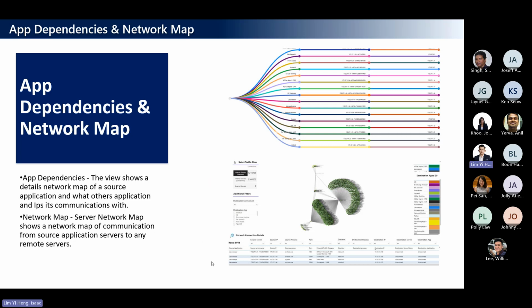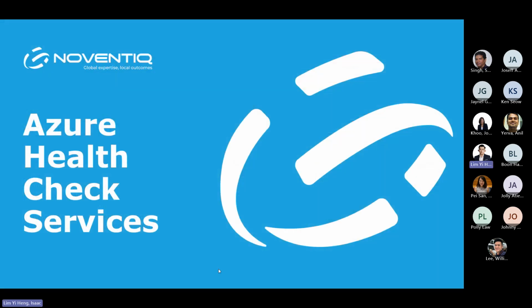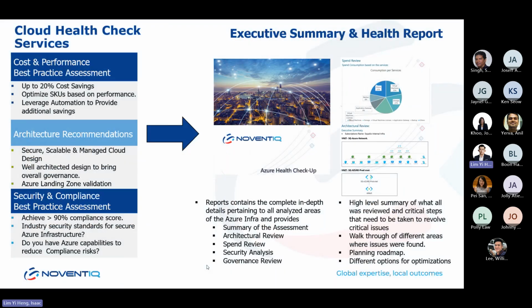What if there are existing customers that are already running on cloud? This is the service that is also offered by Novantic. We run the health check like a medical checkup for the Azure customer. And this would be the services and also the scope that we are providing to our customer.